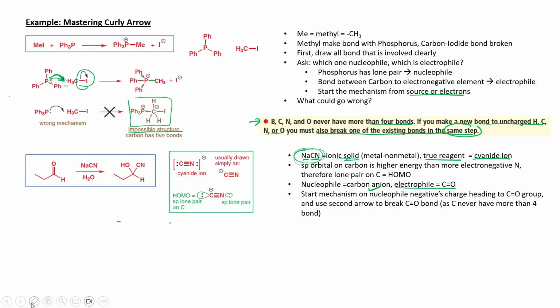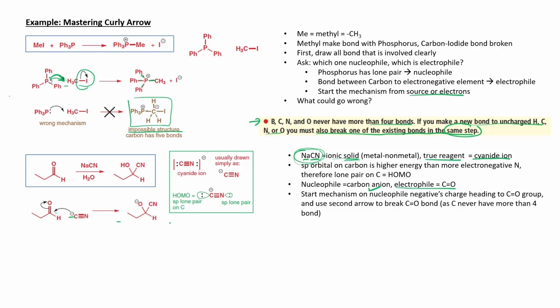Okay, now, let's start to draw the mechanism. What will happen? The negative charge here, which represents two electrons, will attack the electron-deficient carbon here, the electrophile.